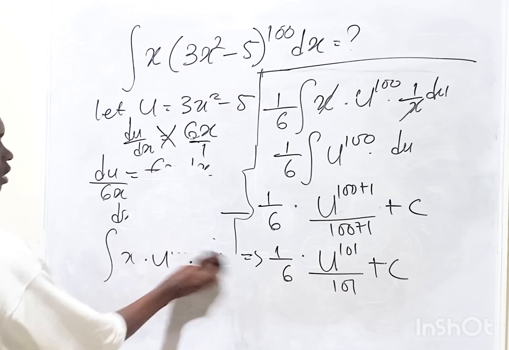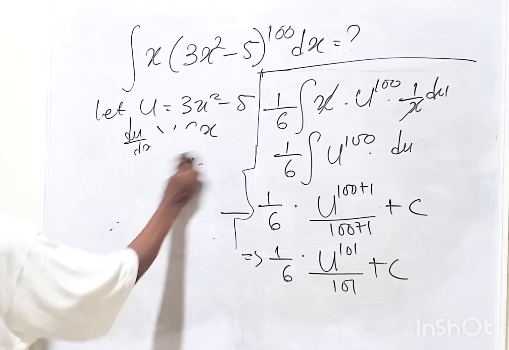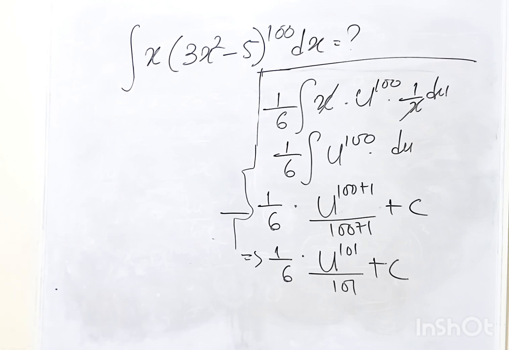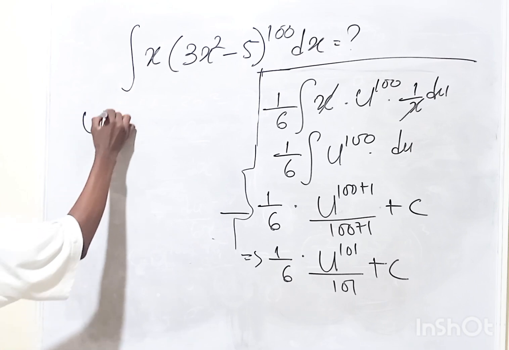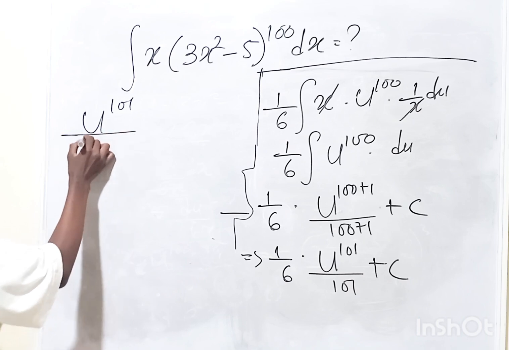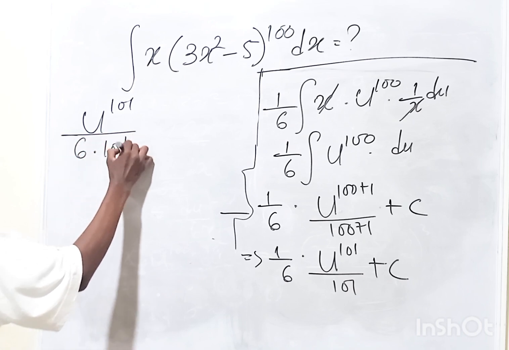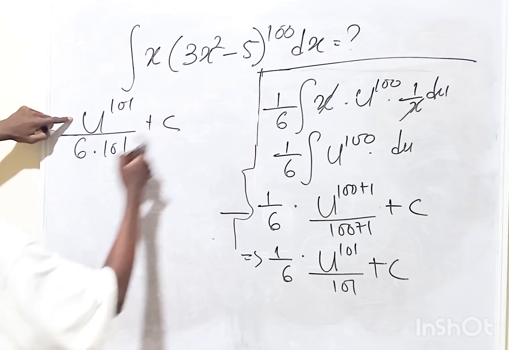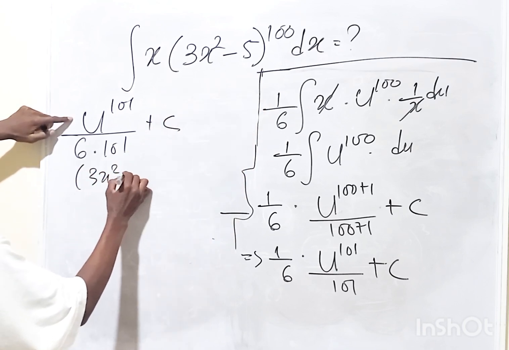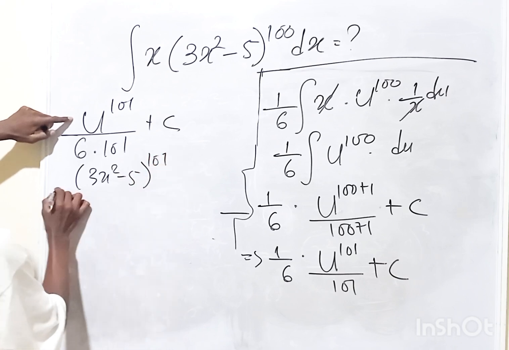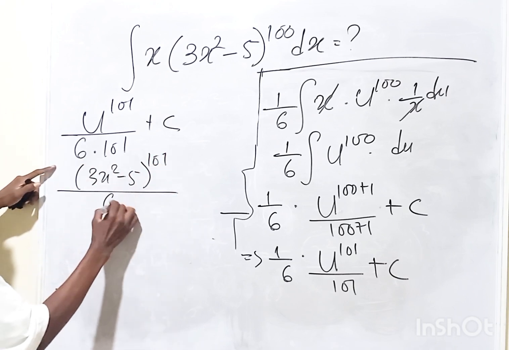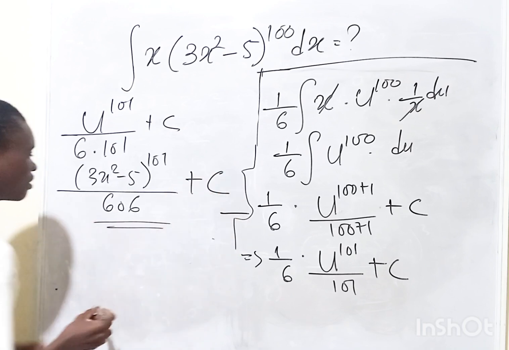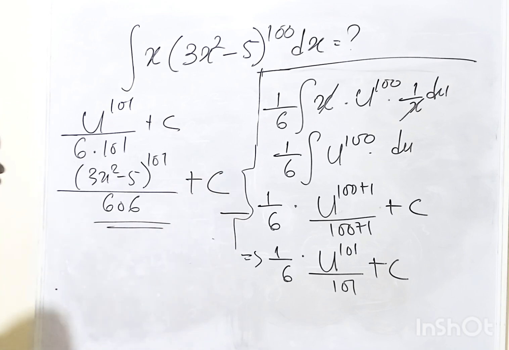All right, so from here, clearly, we see that this is u to the 101 all over 6 times 101, plus c. So clearly our u was what is inside here. So this becomes (3x squared minus 5) all to the power 101, all divided by 6 times 101, which is 606, plus c. And this is the answer to this nice integral problem.